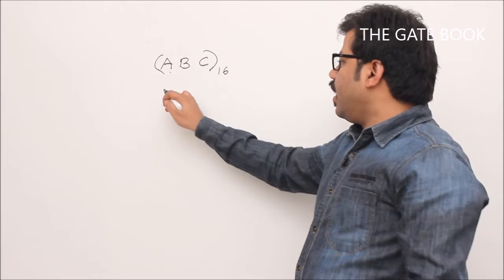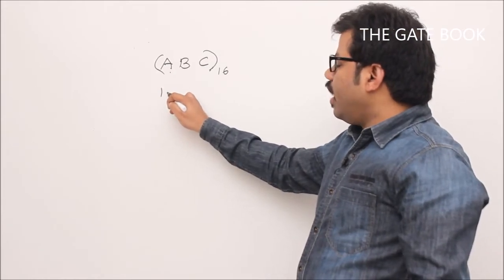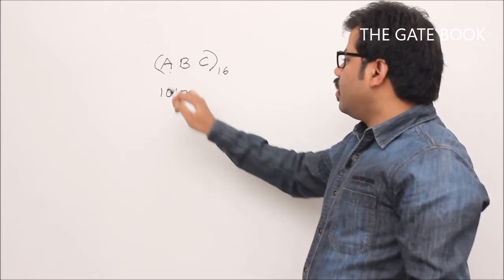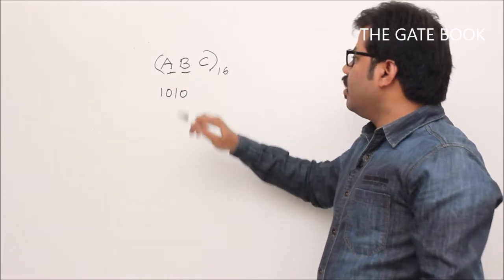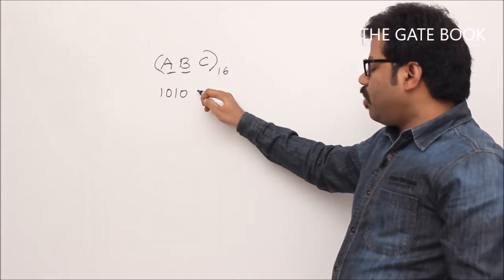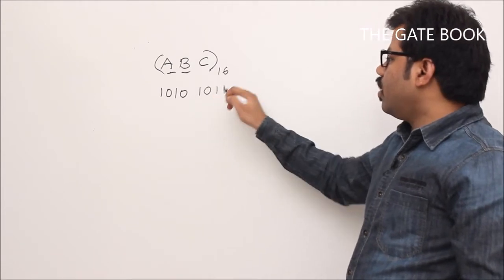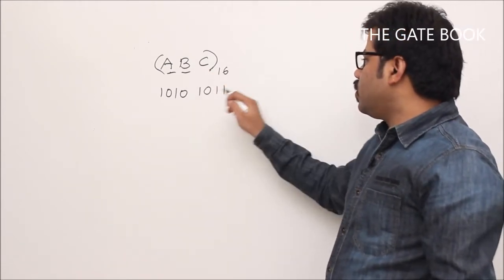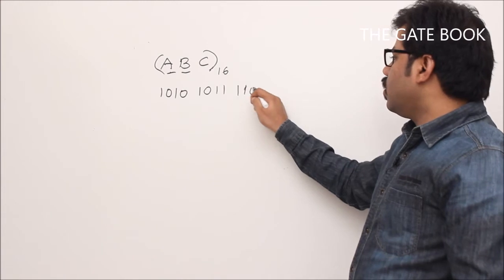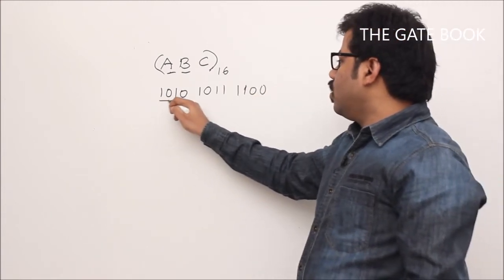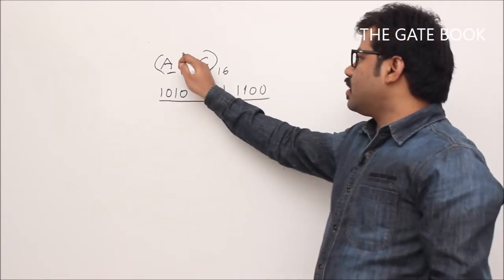What is A? A means 10, right? 1010. In that way, convert each digit to binary. B, 8 plus 2, B means 11. That means 1011. Next, C means 12, 1100. This is the binary format of this hexadecimal number.